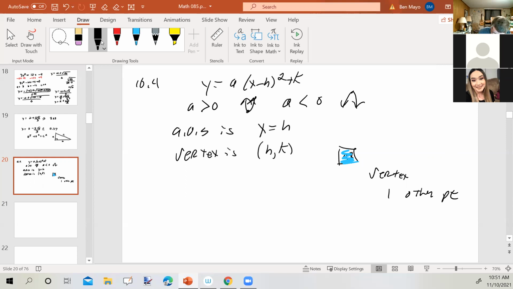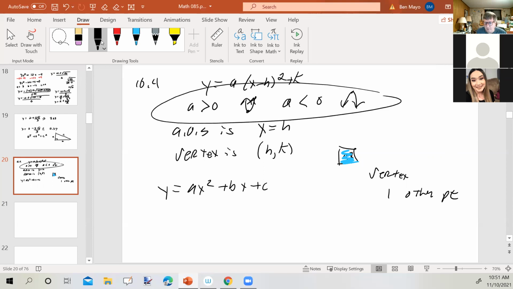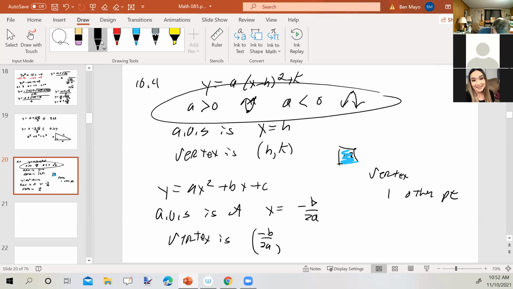Then the second part was y equals ax squared plus bx plus c. The same thing about a. If a is greater than 0, the parabola opens upwards. If a is less than 0, the parabola opens downwards. The axis of symmetry is at x equals negative b over 2a. Again, it's an equation. X equals a number, and the vertex is at negative b over 2a. So whatever that value is, you plug that back into the function. So you get f of negative b over 2a. Again, find the vertex, plot the vertex, and then a second point.